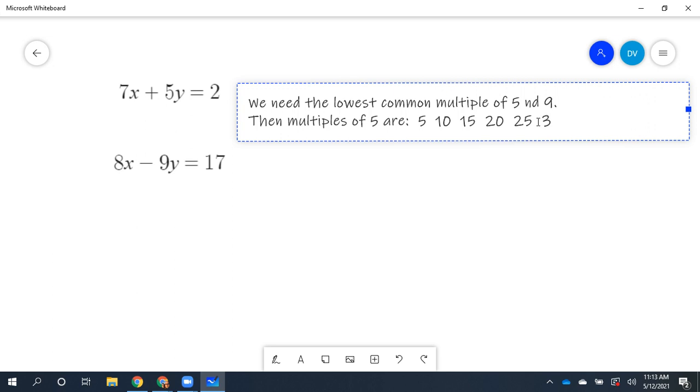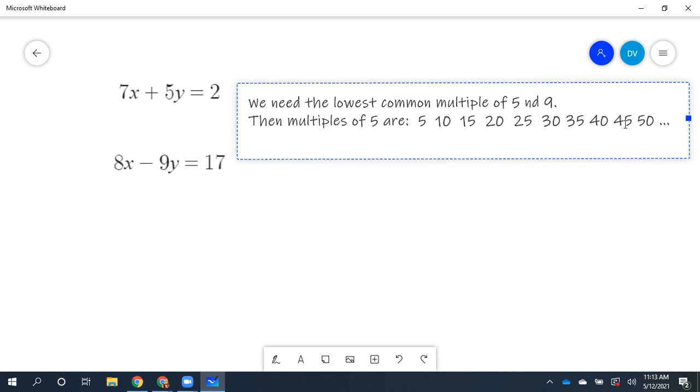All right, so the next would be 30, 35, 40, 45, 50, and so on. All right, now the multiples of 9.